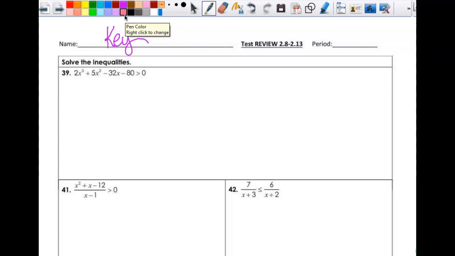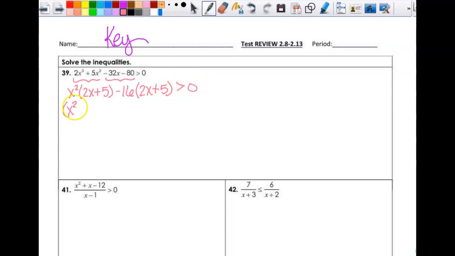I'm going to do this with a sign chart on my number line. So the first thing I need to do is factor. I'm going to factor this by grouping. I get x squared times 2x plus 5. Then I can factor out a negative 16, and that leaves me with 2x plus 5. That is greater than 0.